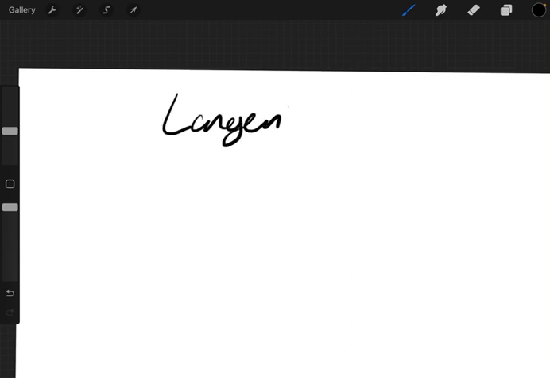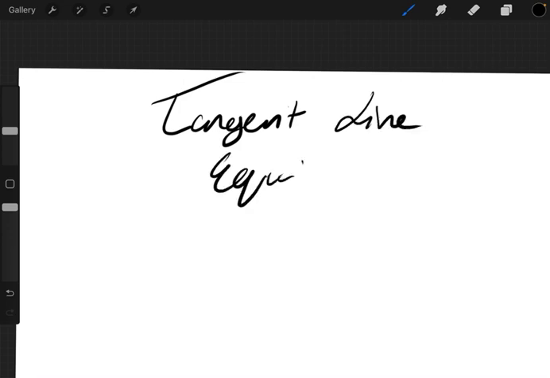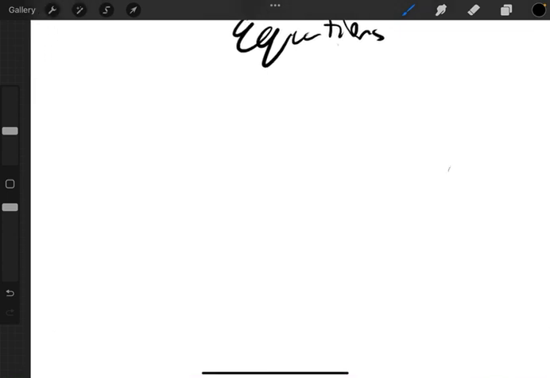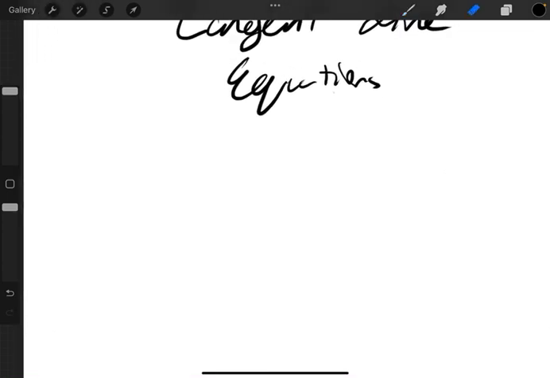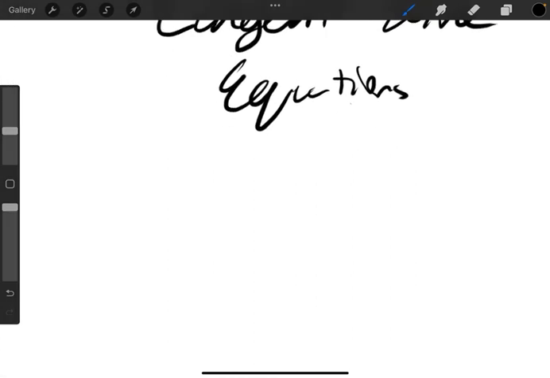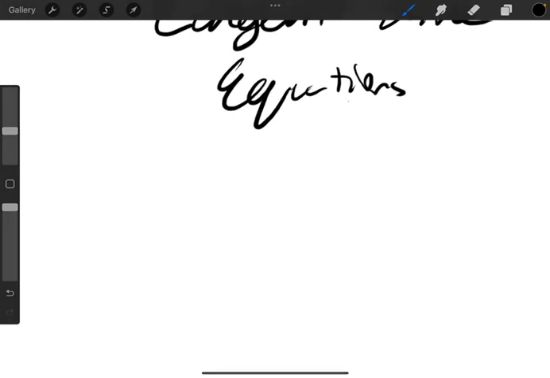Let's get to it. Tangent line equations. All right, let's get started. Let's do that correctly. Okay, first of all, the skill we're trying to be able to do here is start with a parametric equation.